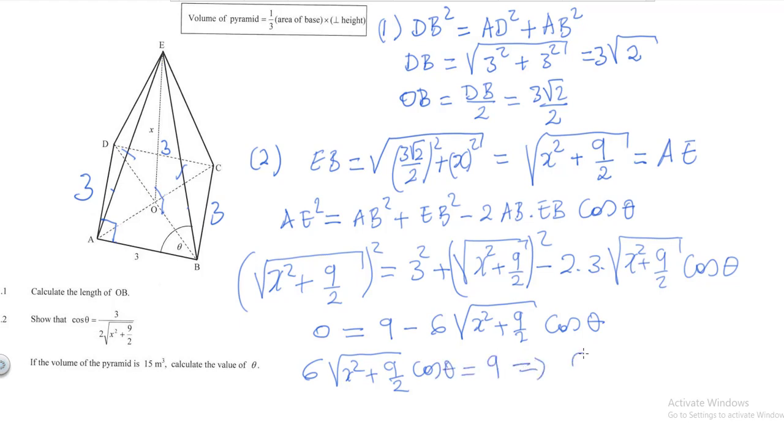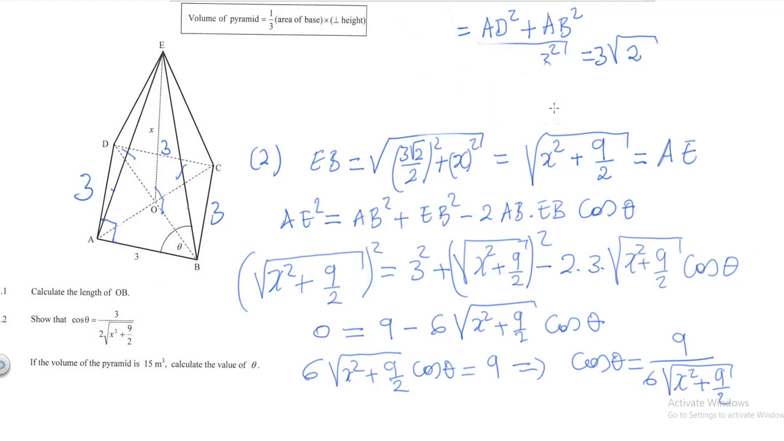So this will give us a cos theta equal to 9, because it's a multiplication, so you divide both sides by 6 square root of x squared plus 9 over 2. Let me remove this. What will be the answer here?